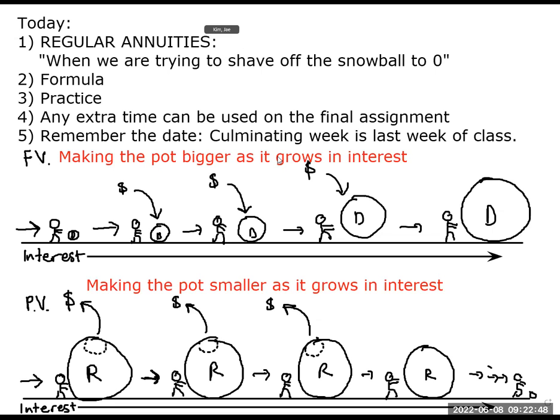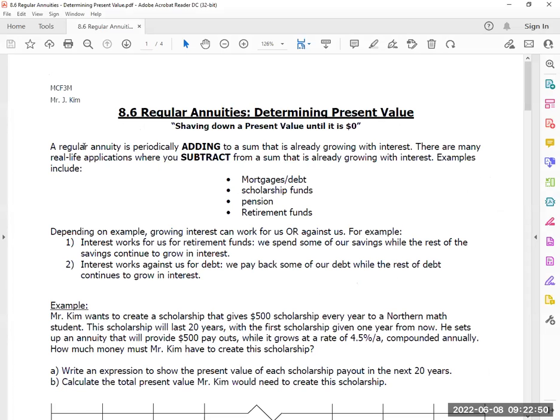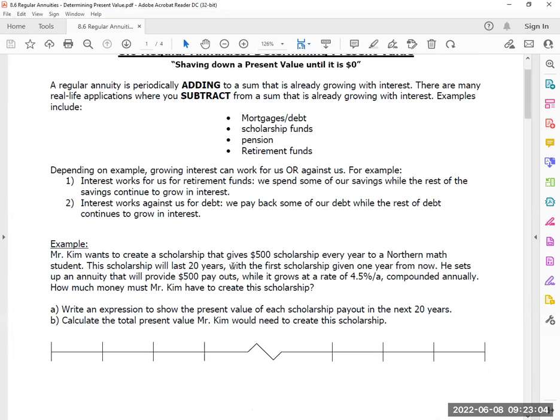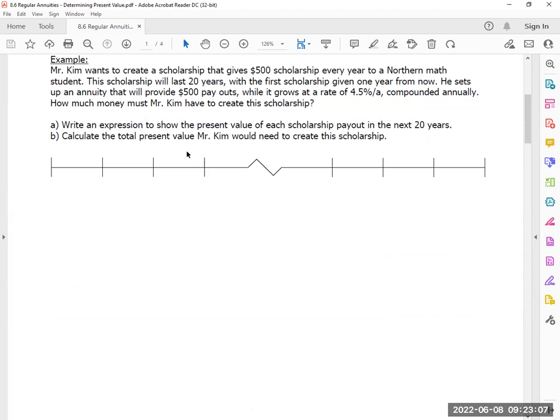Let's go to our handout. So I gave the idea. A regular annuity is adding to a sum that's already growing. So there are present value annuities where you are subtracting from the sum that's already grown. Here is the argument behind where the formula comes from. Some of you aren't interested in this. And again, it comes from that field of math that deals with patterns. So just bear with me for now. I am going to work through this. You do not have to follow everything, but I hope that you'll come to appreciate it.